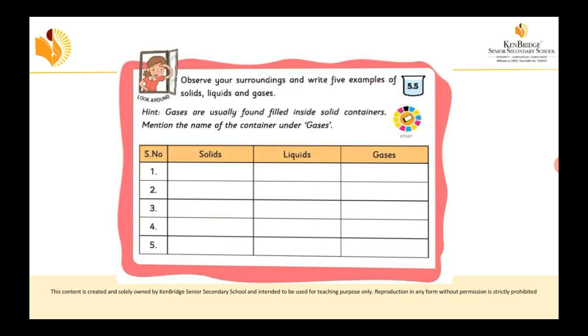Then the look-around activity. Observe your surroundings and write 5 examples of solids, liquids and gases. Hint: gases are usually found inside solid containers. Mention the name of the container under gases. So suppose you have to write examples for solids, liquids and gases. I can write the first examples: book for solid, water for liquid and balloons for gases. So you can write your own 5 examples.